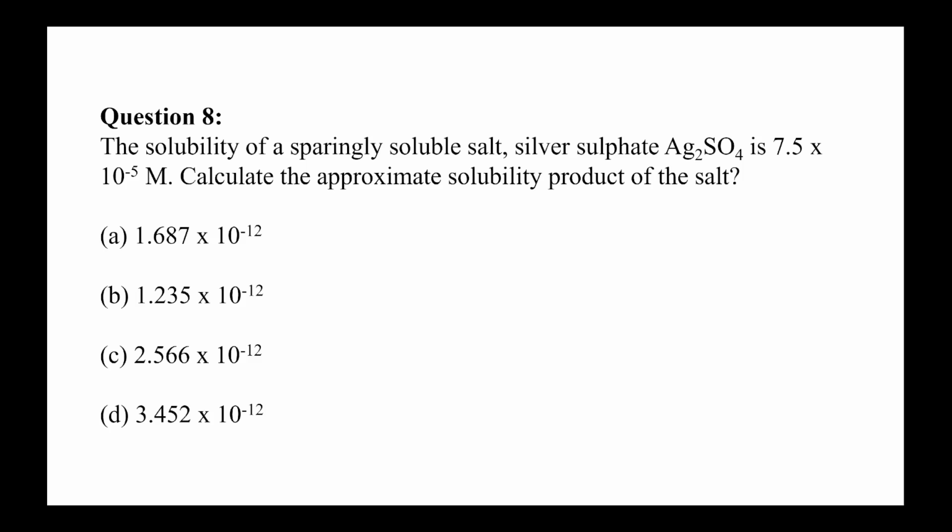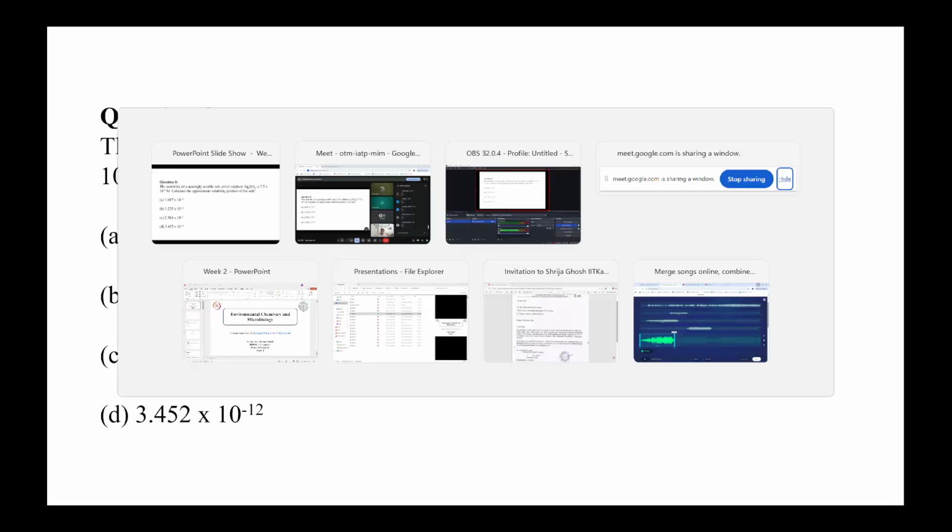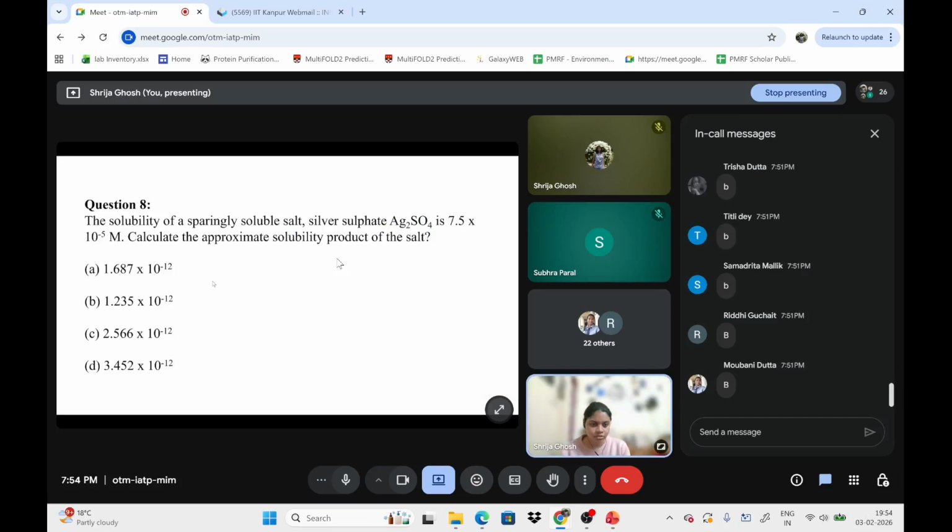That means 7.5 into 10 raised to the power minus 5 moles of Ag2SO4 can be dissolved in 1 liter of water. That is the maximum amount of Ag2SO4 that can be dissolved. Calculate the approximate solubility product for the salt. So again, solubility is given, you have to calculate the solubility product. We have done this question previously. All of you solve it quickly and tell me the answer in the chat box.